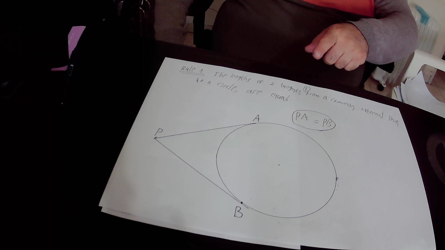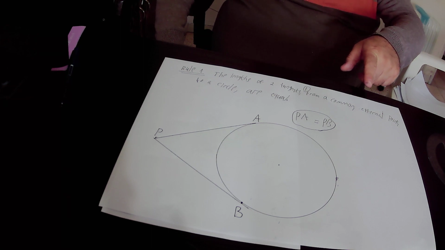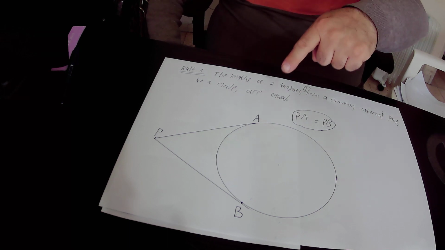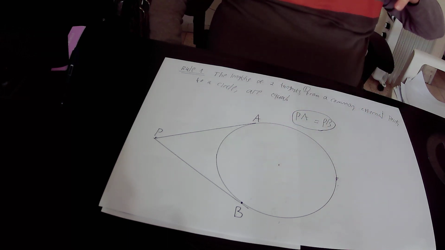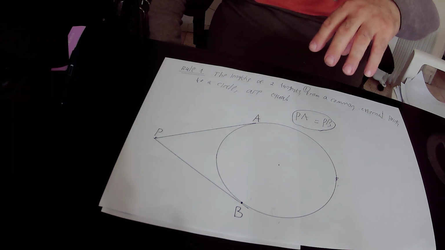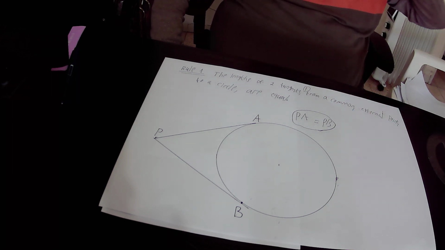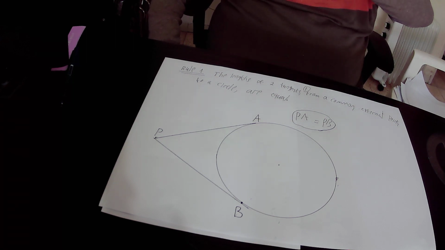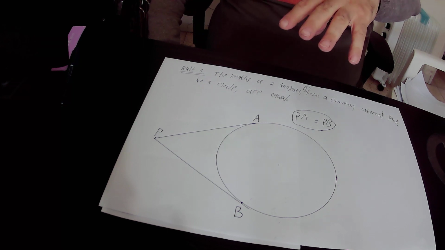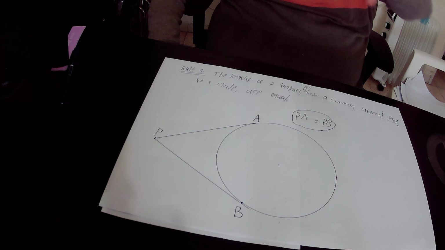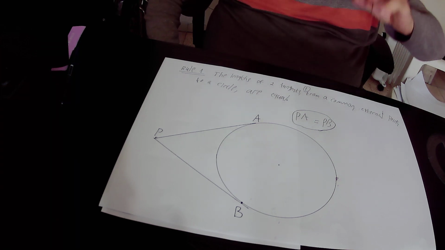So the lengths of those two tangents from a common external point, point P, to a circle, at points A and B, are equal. That is to say, the lengths of those two tangents are equal to each other. That is to say, PA equals PB, according to rule number 1. So whenever you draw two tangents to a circle from a common external point, the lengths of those two tangents will be equal to each other. In this case, PA equals PB.